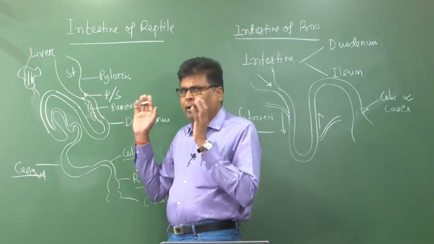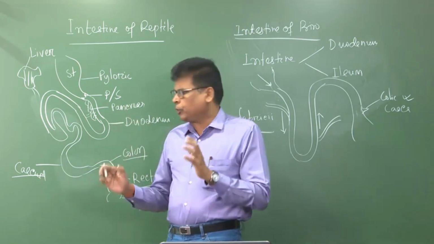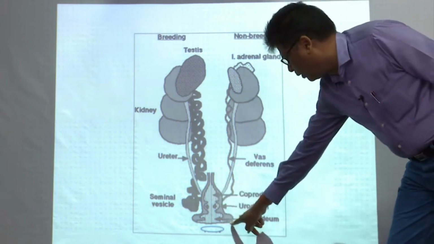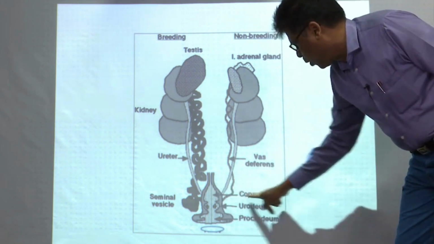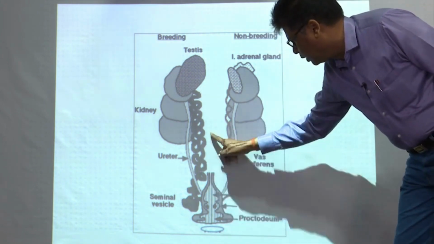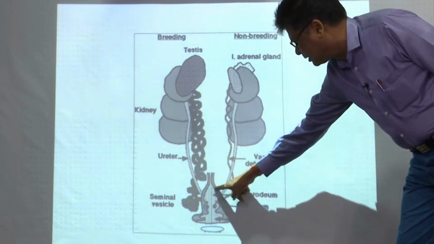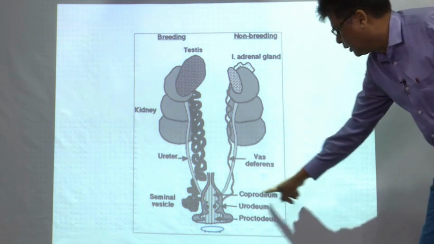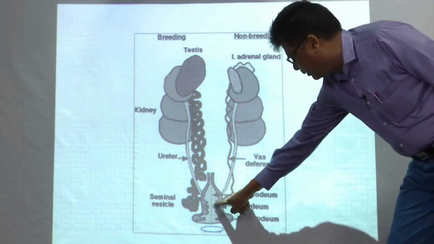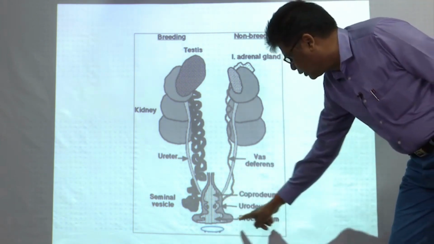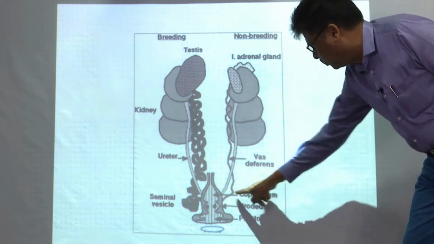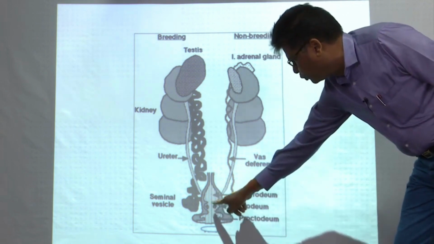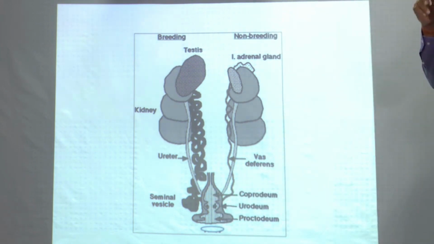Now I want to show you a picture regarding the chambers. You see, this is the cloacal region, and this is the coprodeum, which receives the opening of the rectum. Now this chamber is the urodeum and this chamber is the proctodeum. So this is copro, this is uro, and this is proctodeum. Three chambers are present in the cloaca.